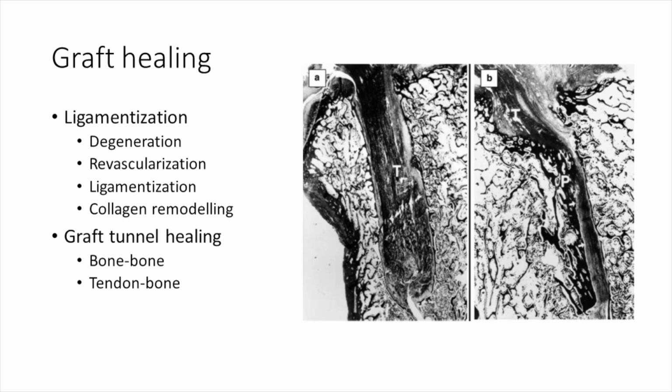The picture on the left is a histological specimen. A shows a tendon with very clearly defined margins between tendon and bone at 6 weeks. At 6 weeks, however, in a bone-patella-bone graft, you can see that the bony block is already starting to incorporate into the host.